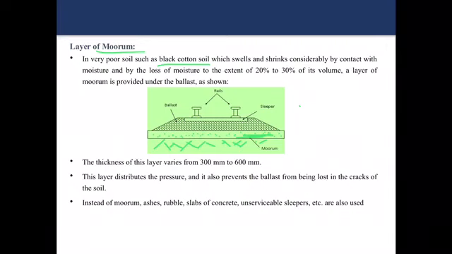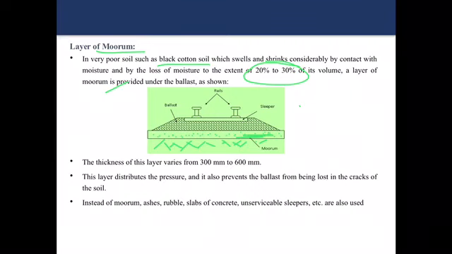When it absorbs moisture, it swells, and upon expelling the water, it shrinks. So the volume change will be 20 to 30% of the volume, depending on the change in moisture content. So usually when you provide this muram layer, you can avoid the unnecessary volume changes in the track component.